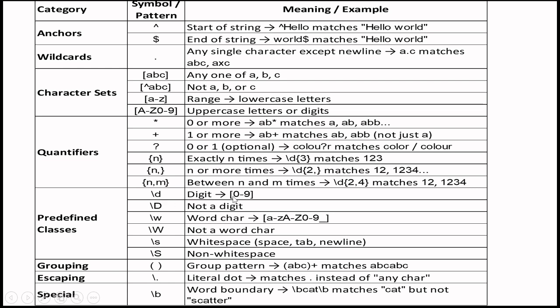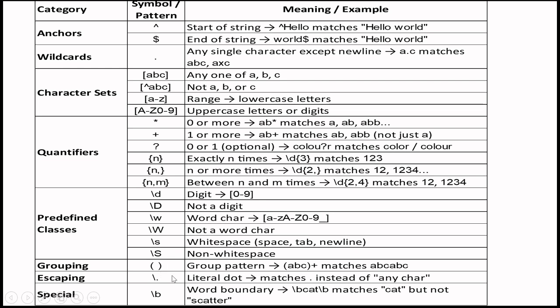Now these are called predefined classes. The backslash d refers to 0 to 9, a backslash uppercase D refers to not a digit, a backslash lowercase w will refer to any word character, a backslash uppercase W refers to not a word character, a backslash lowercase s refers to all the white spaces, and a backslash uppercase S refers to non-white spaces.